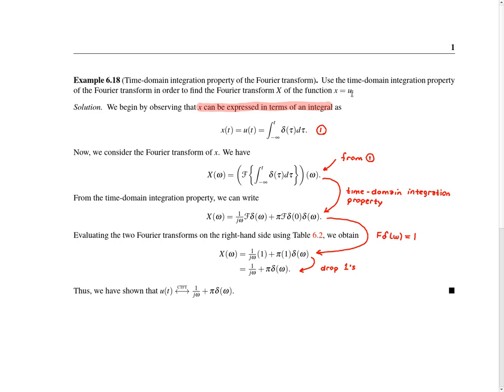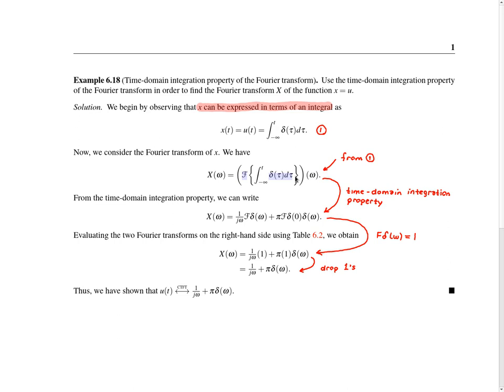So the first thing that we're going to need to do is represent the unit step function in terms of an integral which is of the same form as the integral that appears in the integration property of the Fourier transform. So the first observation we can make is that we can represent the unit step function, or equivalently the function little x, using an integral of the form shown on this line. So at this point we can now take the Fourier transform of this equation, which gives us this next line here, and now we need to simplify this Fourier transform.